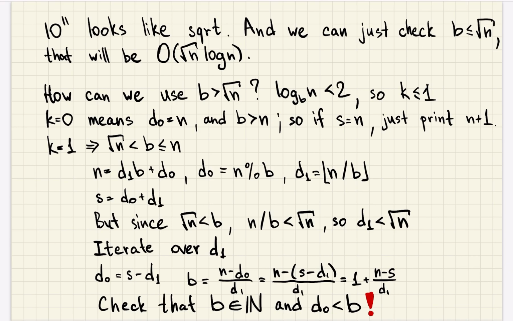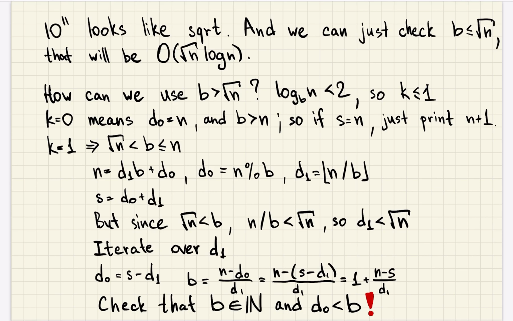So we have only two options, k is 0 and k is 1. K is 0 just means that our number has length 1 in digit, so the only digit should be just equal to n, and also b should be greater than n. So if s is equal to n, just b should be greater than n, and that's it. So the answer is just n plus 1.